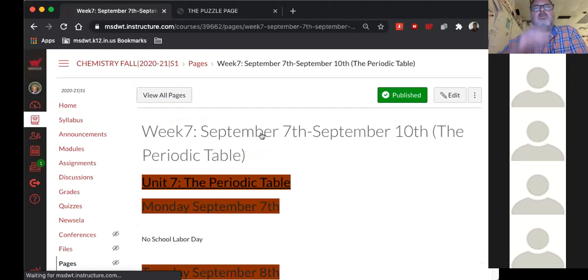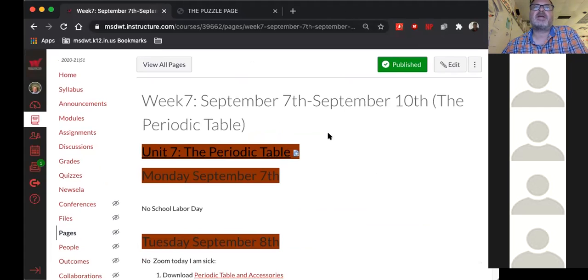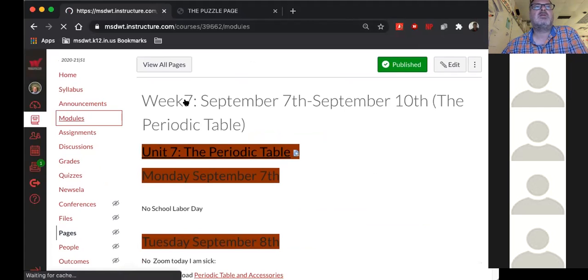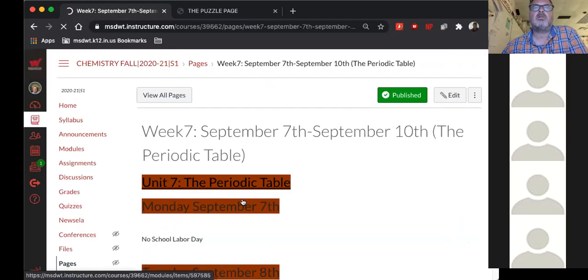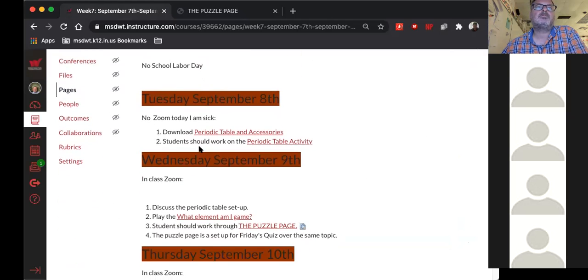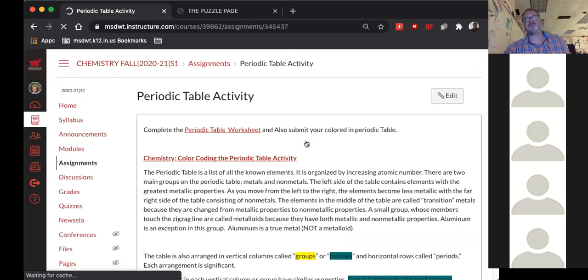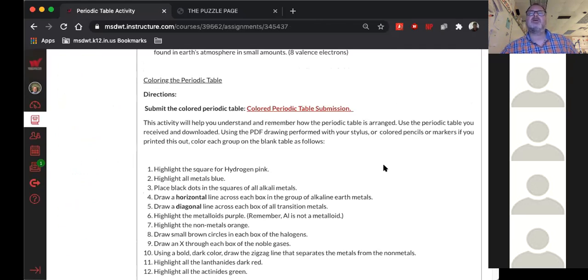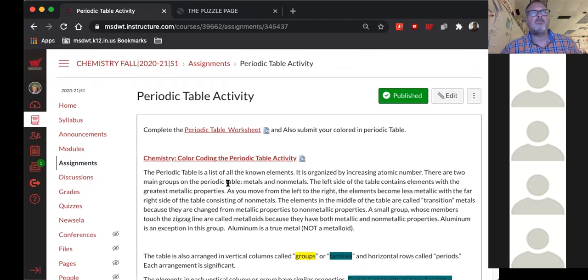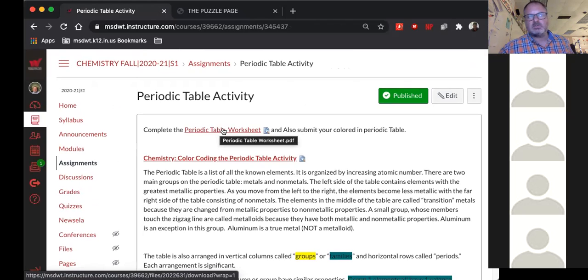That calendar is under the modules, or it's the current calendar here. So if you need to get to that, you go to modules and then the week with the dates, 7th through the 10th. No school Labor Day. And then you'll see Tuesday, September 8th. It says to download that periodic table activity. Basically with this, you're going to color in a periodic table. It seemed like some people actually turned that activity in, which is awesome. Don't forget, there also is the periodic table worksheet with that. So make sure you answer the questions with that as well.